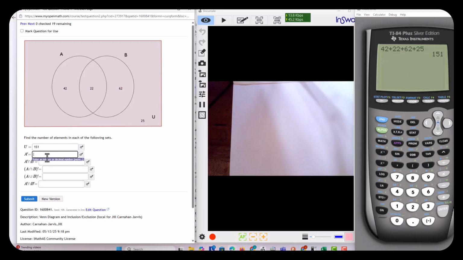Okay. A prime. This is a notation that you may or may not see, and it's also called a complement. It's everything that's not in A. So A prime, or A complement, would be everything that's not in A. So that would be the 62 and the 25. That's 87.